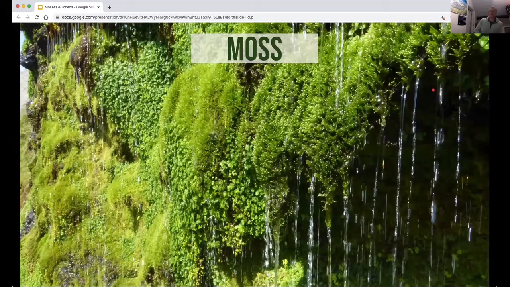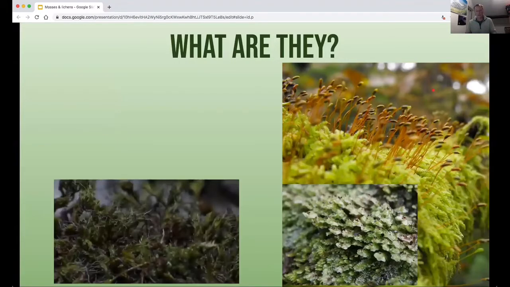Fantastic. We're going to move into the world of mosses. I'm just aware that the time's slipping there. So the world of mosses, again, these miniature life forms, very ancient life forms that have been on our planet for 350 million years. They're very ancient.